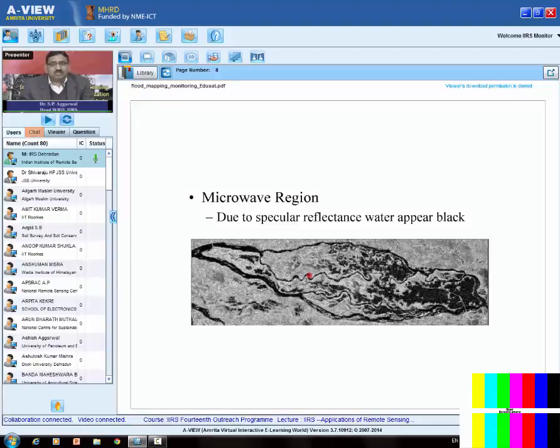And also you can see other land cover. But if there is a cloud, then you cannot see anything else. That is the reason why, whenever there is a flood, we use RISAT-1 data, which is microwave C-band data, for flood mapping.